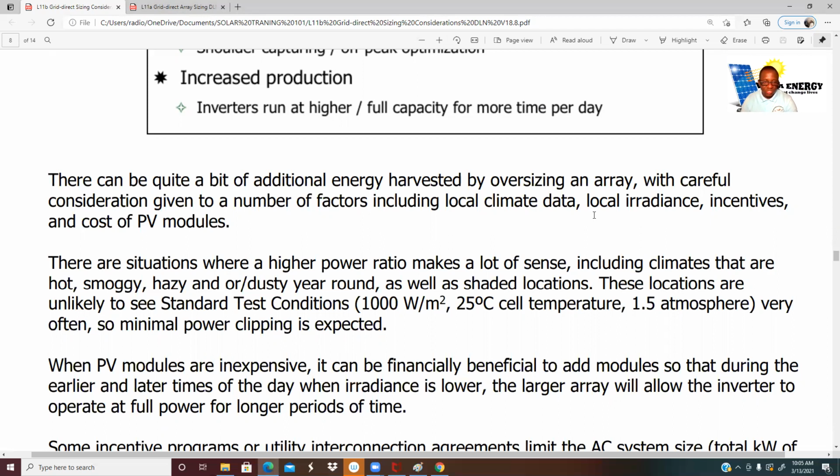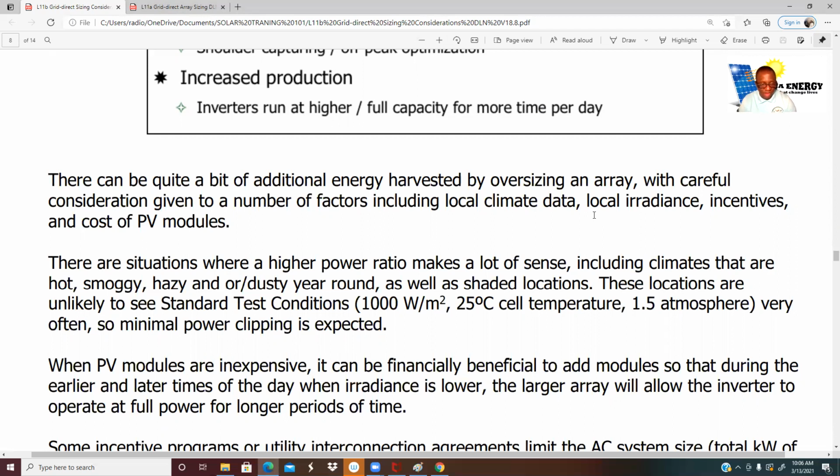So there are situations where a higher power ratio makes a lot of sense, including climates that are hot, smoggy, hazy, or dusty year-round, as well as shaded locations. These locations are unlikely to see standard testing conditions. Okay, we don't have much standard testing condition. Nobody's going to go to your house to check what you do, but you want to do your best. It's important to stand up to the international level, or do your best to get close, to be proficient and adequate with what you're doing.